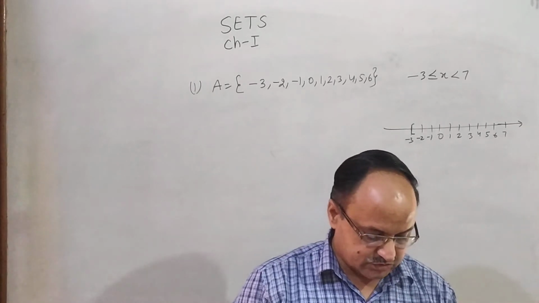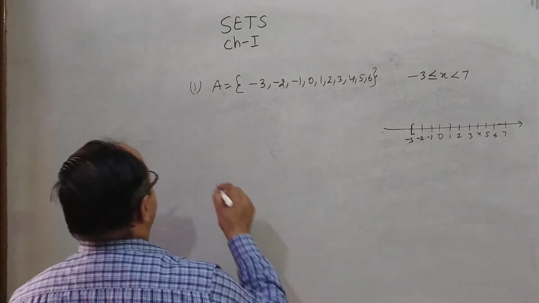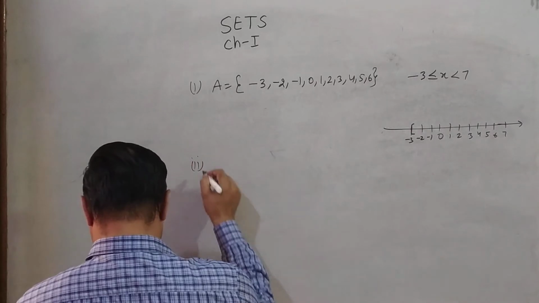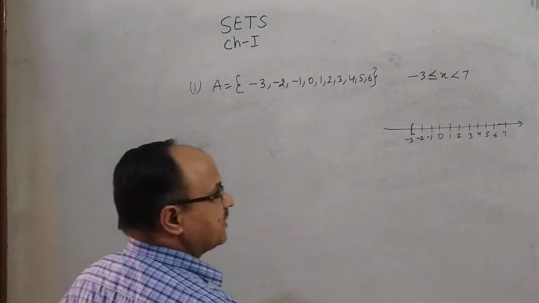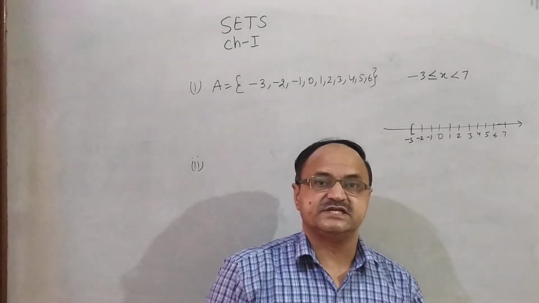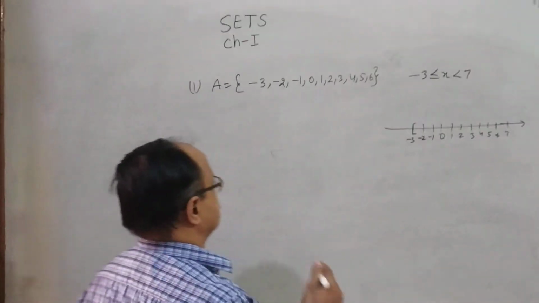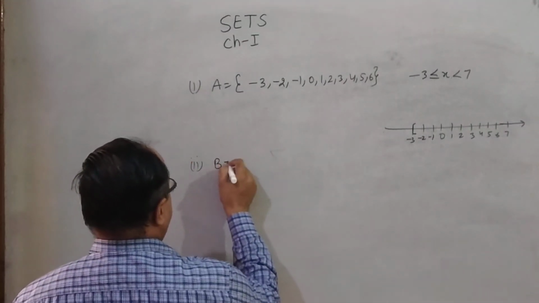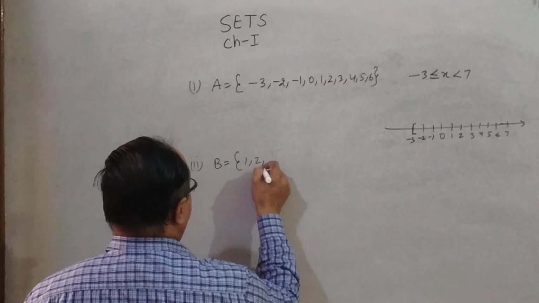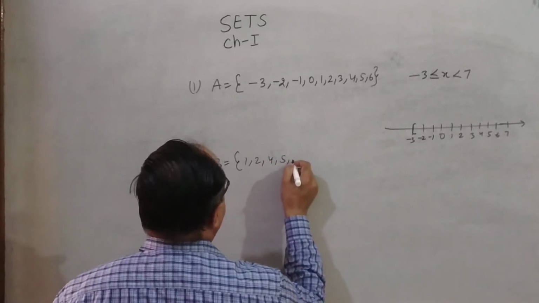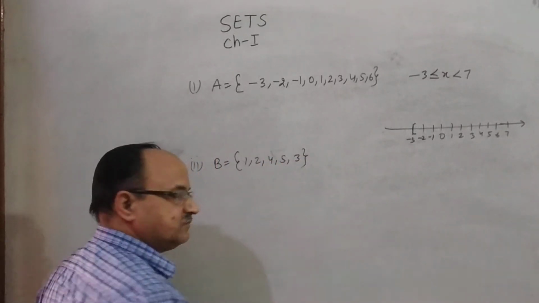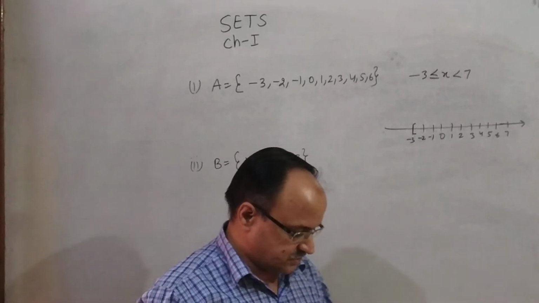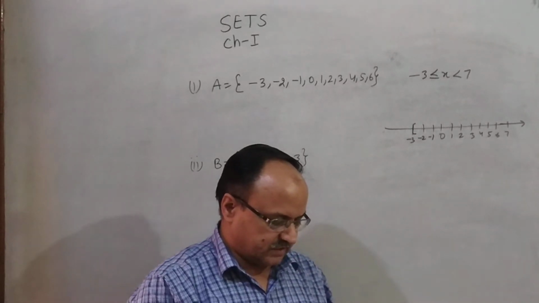The second part of this question. X is a natural number less than 6. So you can say 1, 2, 3, 4, 5. This is the answer.